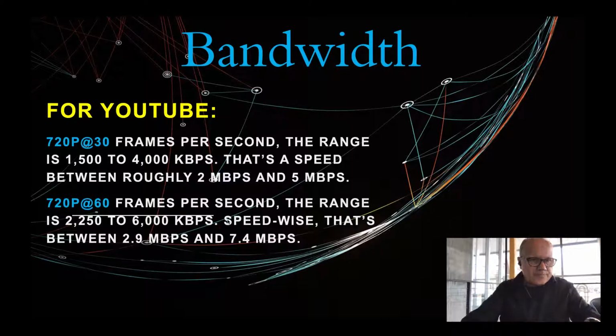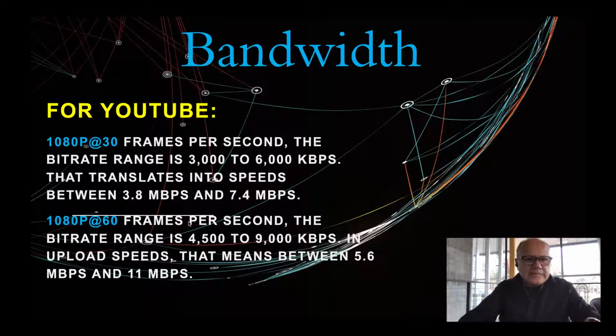Okay, let's look at 1080. At 1080 at 30 frames per second, your bit range is between 3,000 to 6,000 kilobits per second, which translates to 3.8 megabits per second and 7.4 megabits per second. So that is 1080 at 30 frames per second. That means if my stream signal is not 7.4 megabits per second, I wouldn't even try to stream at 1080.